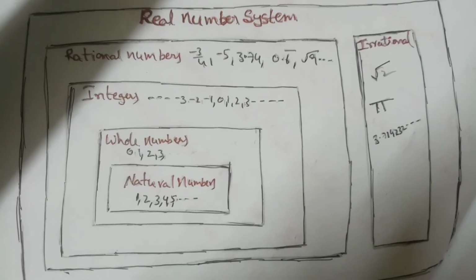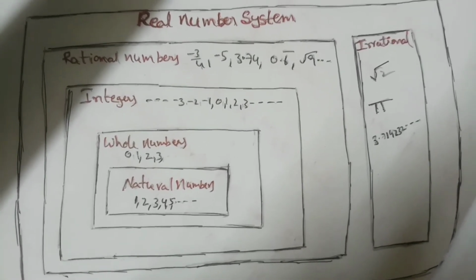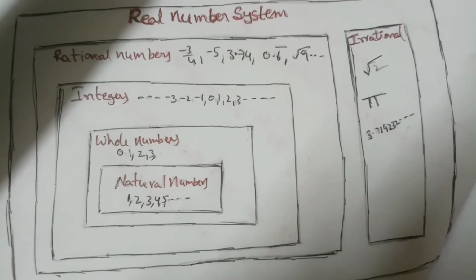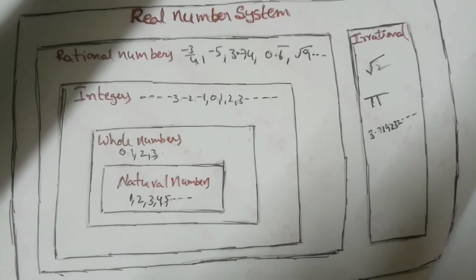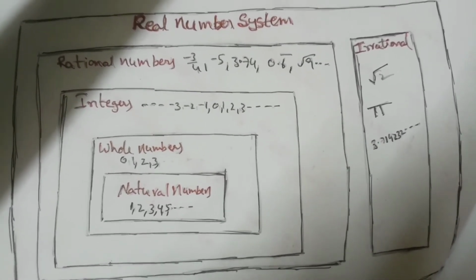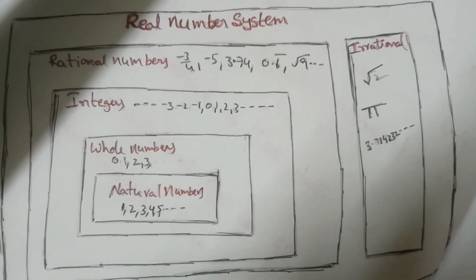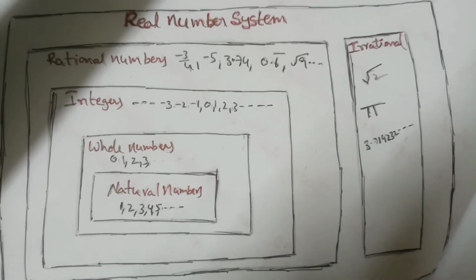Natural number set is a subset of whole numbers, a subset of integers, a subset of rational numbers. These rational numbers plus irrational numbers equal the real numbers set.